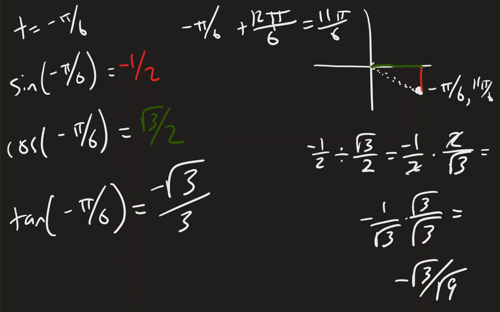So even though negative pi over 6 maybe isn't super familiar to you, it ends up being coterminal to 11 pi over 6, which we do memorize.